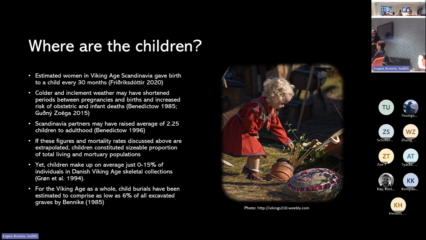So if these figures are true, there must have been lots and lots of children, both living and dying in Scandinavia, but they make up just less than 15% in Danish Viking skeletal collections, and it might be as low as 6% across the whole corpus. These are quite old statistics, and it'd be nice if someone would do some new ones. So if someone wants to give me a postdoc.